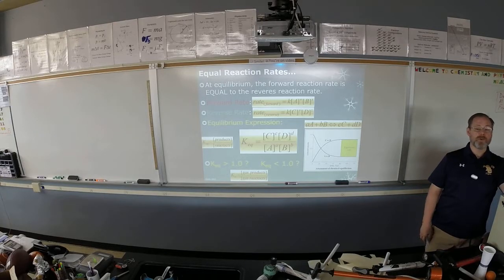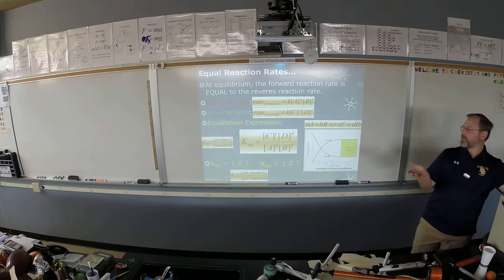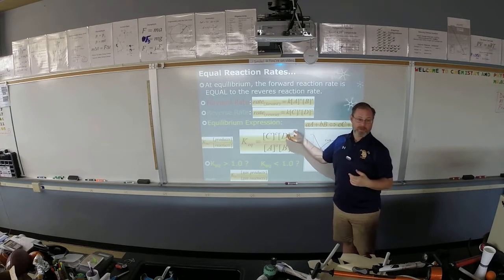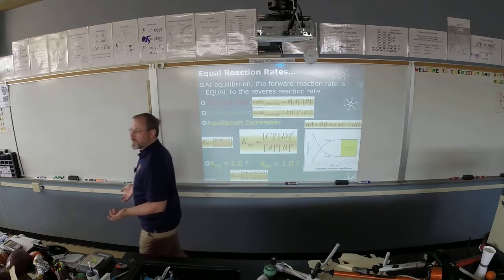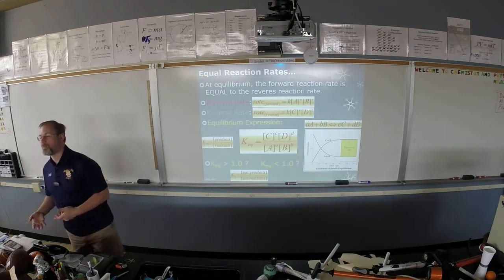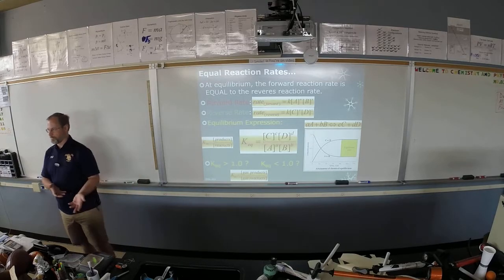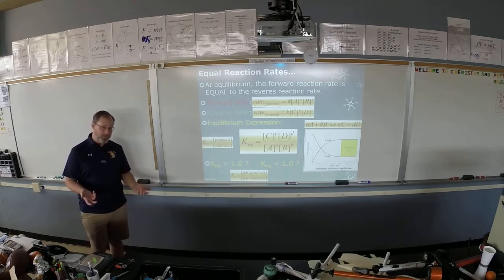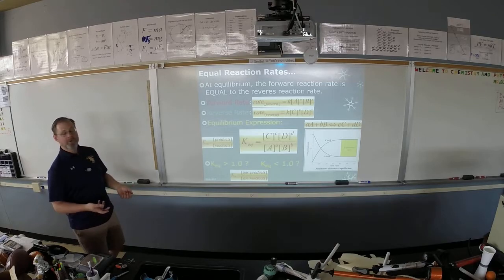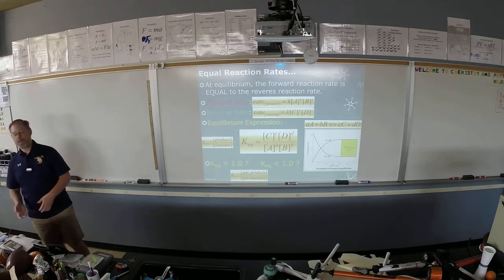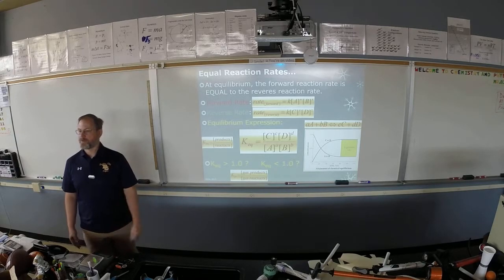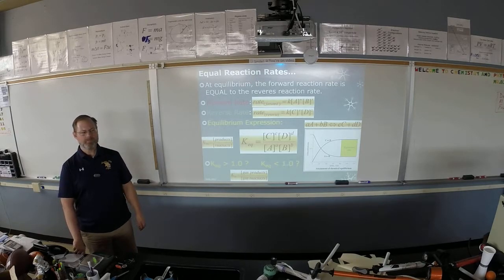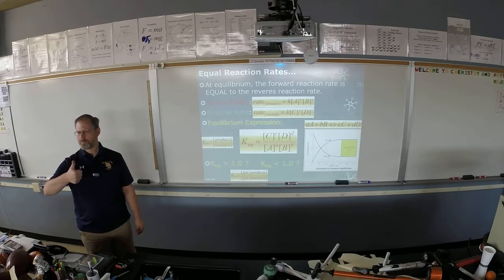KEQs that are larger than 1, we're going to refer to as product favored, because the numerator is bigger, the product side. So if a KEQ is larger than 1, we're going to refer to it as product favored, inasmuch as at equilibrium, there are more products present. If the KEQ is less than 1, then we're going to refer to it as reactant favored, because there's more reactants present at equilibrium. And this one is product favored. Okay? Give me a thumbs up, that makes sense.